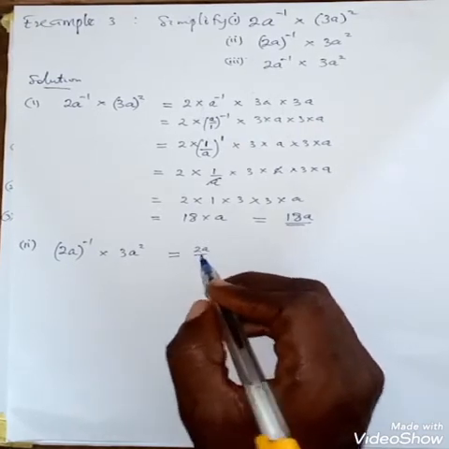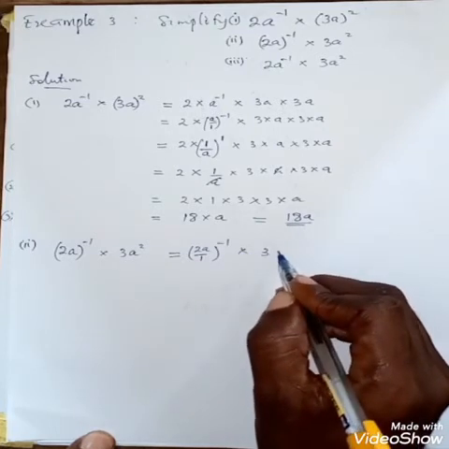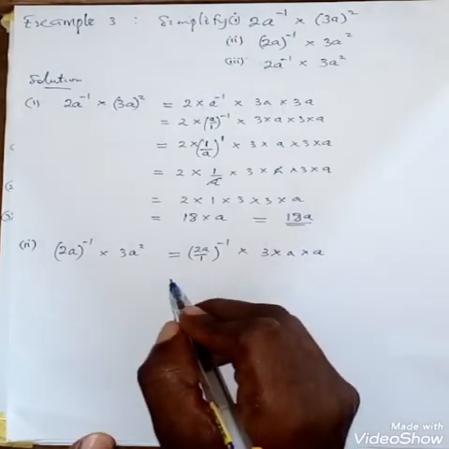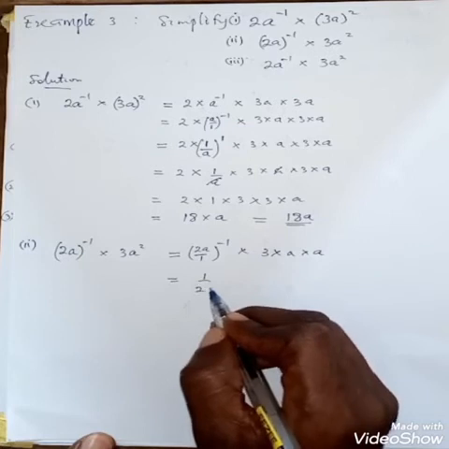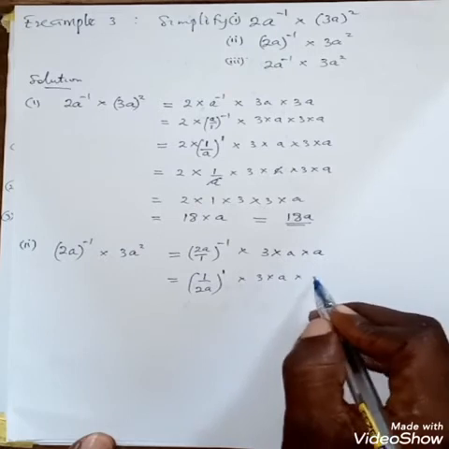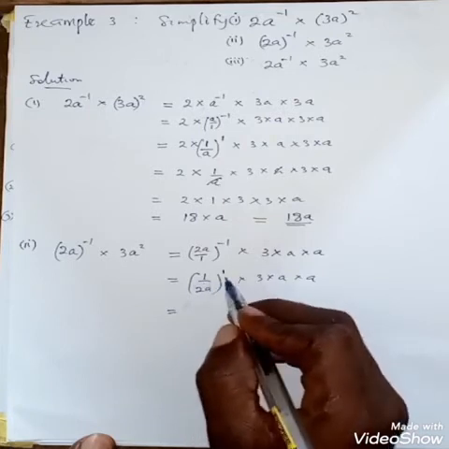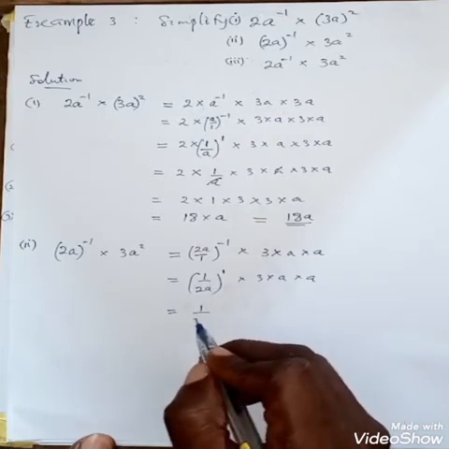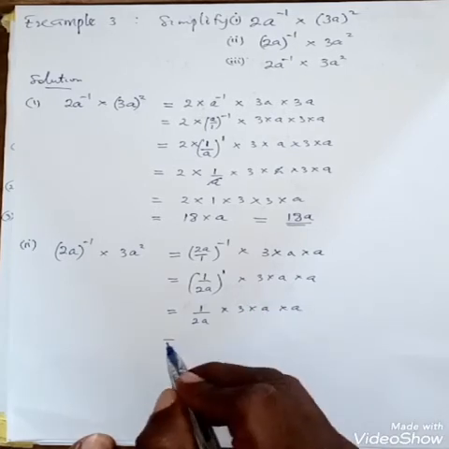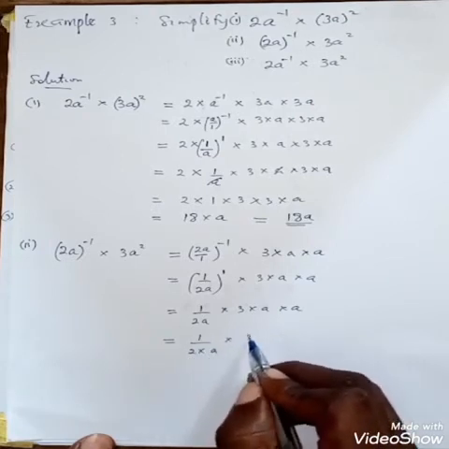And that is going to be what? 2a over 1. So everything here raised to the power minus 1 multiplied by 3 times a times a. So this is now going to be 1 over 2a raised to the power 1 times 3 times a times a. So remember the meaning of this. This thing should be written once. That is 1 over 2a times 3 times a times a. And that is going to be what? 1 over 2 times a times 3 times a.